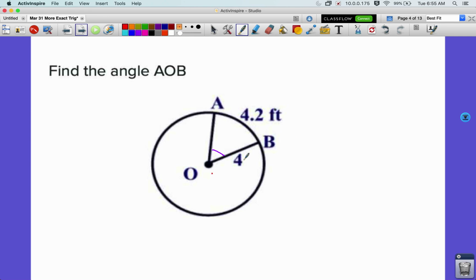So what we're going to do is use our arc length formula. Arc length formula is that arc length S equals r theta. And the only trick to this formula is that it will always give you theta in radians. So I know 4.2 equals 4 times theta. Divide both sides by 4, and I get, let me do this in the calculator, 4.2 divided by 4, 1.05 equals theta. And that's radians.